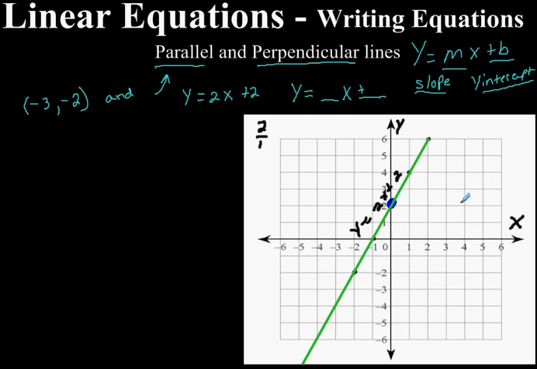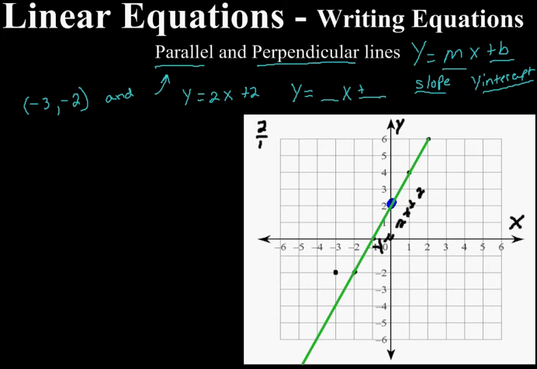Now, let's plot this point, negative 3, negative 2. That's going to be right there. And then parallel lines. What do we know about parallel lines? Parallel lines are lines that run together, but they never cross one another.